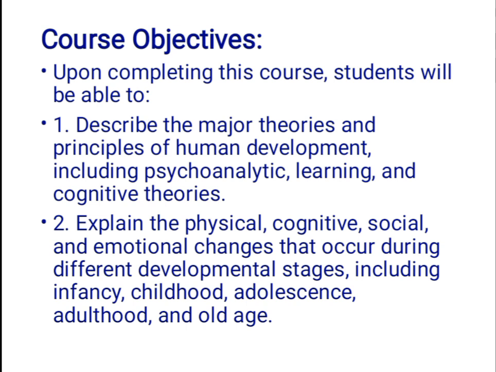Then we are also going to look at, by the end of this course, as a student, you must be able to explain the physical, cognitive, social, and emotional changes that occur during different developmental stages, including infancy, childhood, adolescence, adulthood, and old age. The other thing that we have to know is to be able to analyze the role of genetics, environment, and culture in shaping human development.